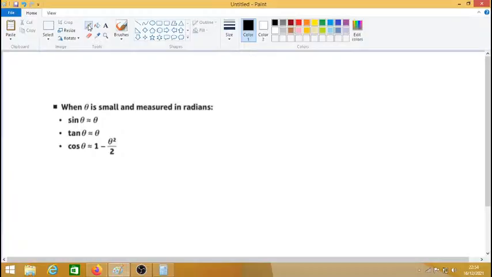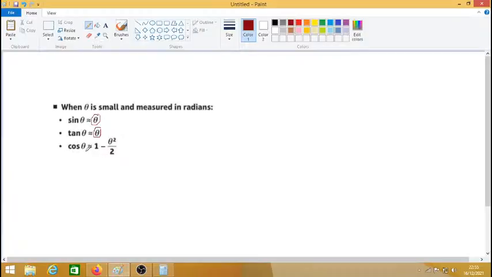This lesson is to do with small angle approximations. What that means is that as long as you're dealing in radians and as long as the angle is small, then if you ever have to work out the sine of an angle, you don't even need to put it into your calculator. The answer will just be the angle itself. Similarly for tan, you don't even need to put it into your calculator. The answer will be the angle itself.